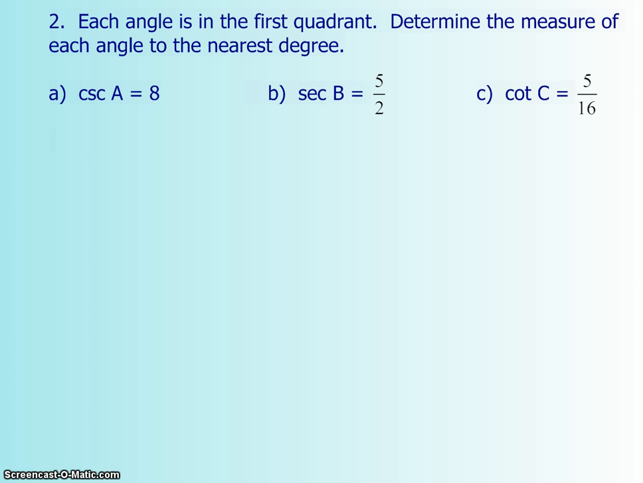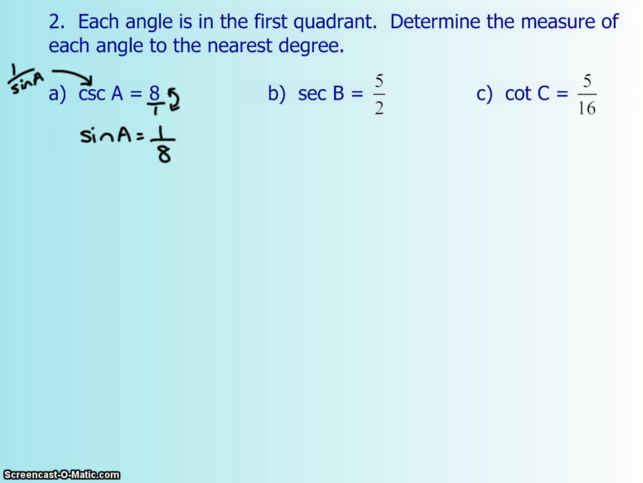Number 2. Each angle is in the first quadrant. Determine the measure of each angle to the nearest degree. I'm not going to do all 3. I'm just going to show you one so that you know how to do the other ones on your own. So the first one says cosecant A, and I know that cosecant is the same as 1 over sine A. So if that's a reciprocal of sine, then sine A must be, since this is over 1, the flip of that. So 1 over 8. Okay? All I did was I just flipped these guys upside down.